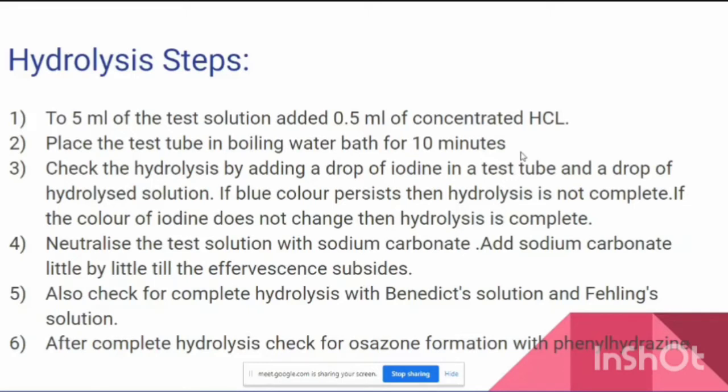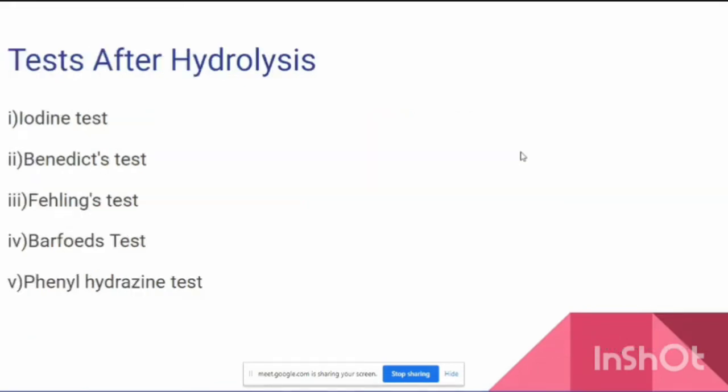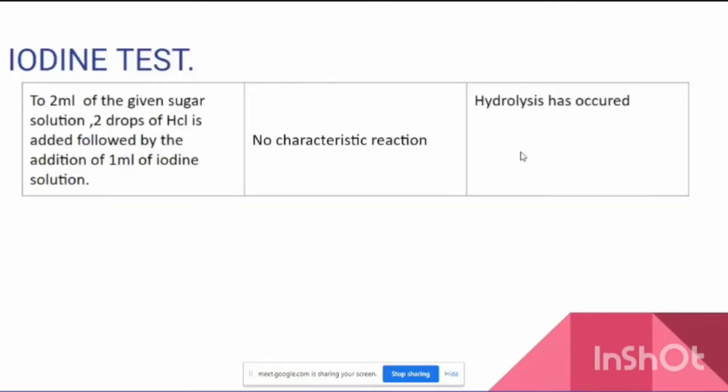Now neutralize the test solution with sodium carbonate, adding it little by little till the effervescence subsides. Also check for the complete hydrolysis with Benedict's solution and Fehling's solution. After complete hydrolysis, check for osazone formation with phenylhydrazine. After hydrolysis is done, what are all the tests that have to be performed? Number 1, iodine test. Number 2, Benedict's test. Number 3, Fehling's test. Number 4, Barfoed's test. And number 5, phenylhydrazine test.